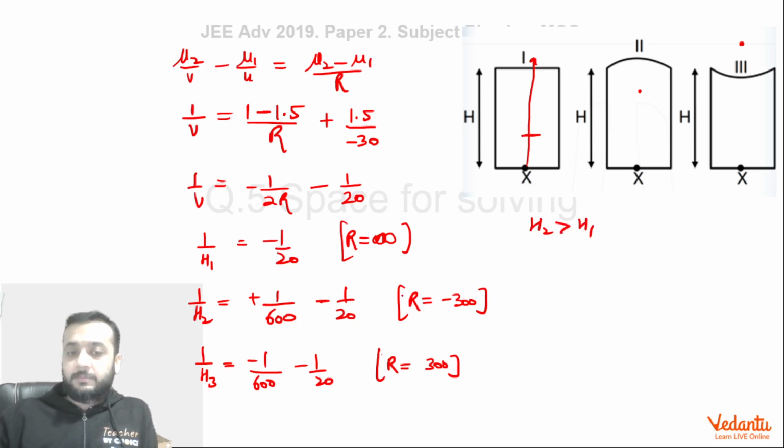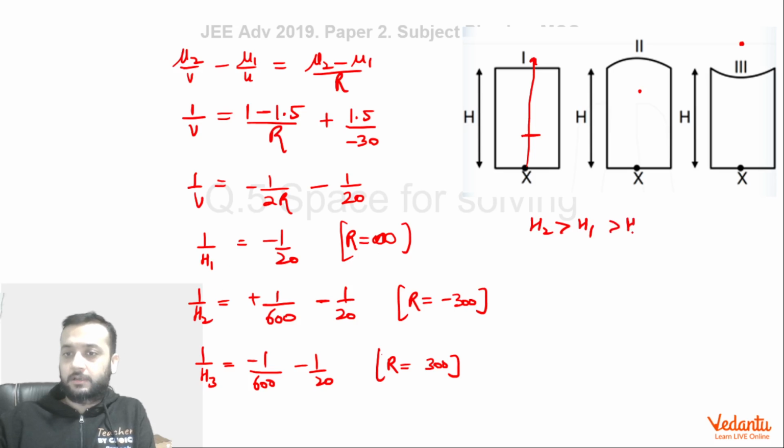Similarly, again, if you see, 1 by H3 will be more than 1 by H2. Please remember I'm talking about magnitude. So 1 by H3 will be more than 1 by H2 magnitude wise, and hence H3 will be less than H2. And H3 will be less than H1 as well, because 1 by H3 is more than 1 by H1 magnitude wise. So H3 will be less than H1 magnitude wise.